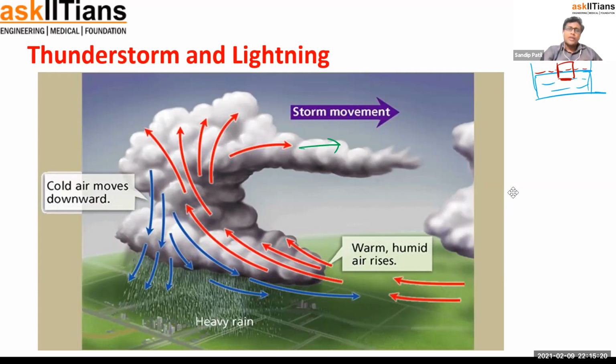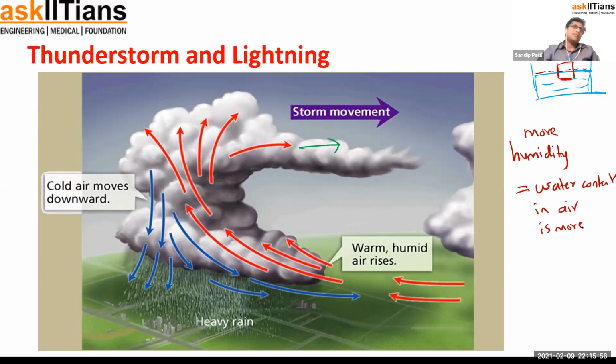So what happens if this warm air is moving upward? It is also carrying the water particles, the water droplets which are present in air, right? So humid air, we can say. Humid air means what? Now let's talk a little bit about humidity. Humidity means the water content in the air is more. More humidity means the water content in the air is more.